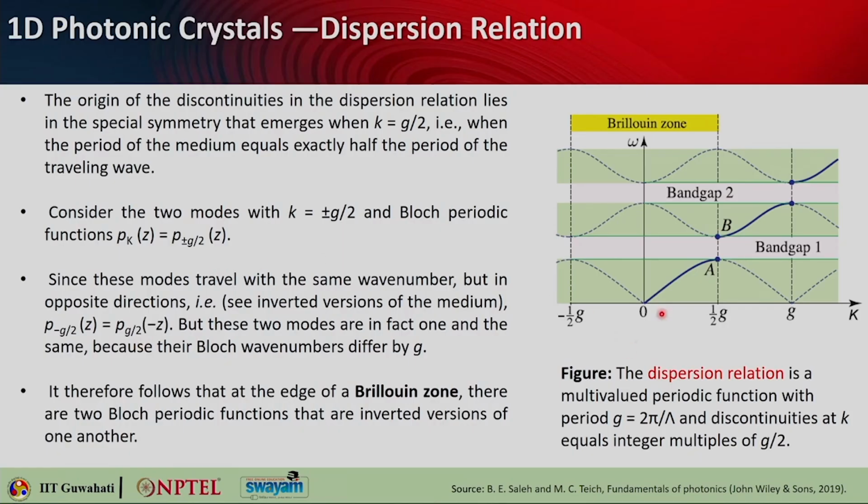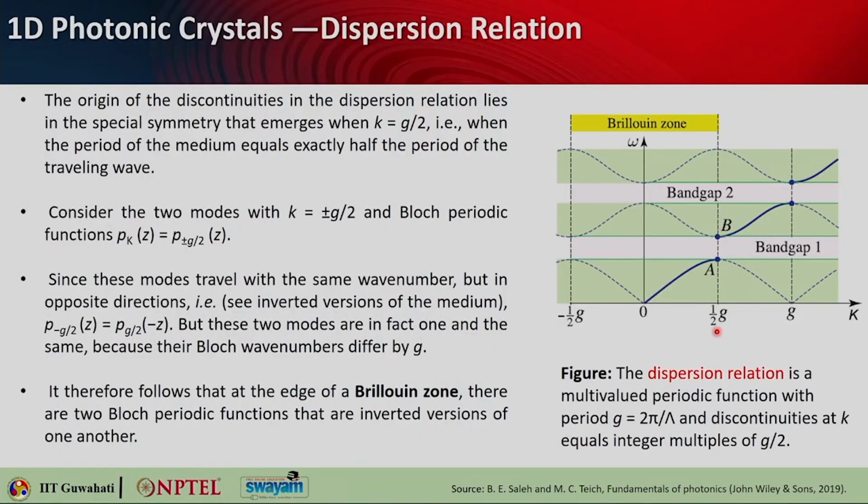So, it means there are two different modes possible having the same wave number. In that case, it is only possible if they have two different frequencies, and that is why there is a discrete jump in the frequency. It therefore follows that at the edge of the Brillouin zone, there are two Bloch periodic functions that are inverted versions of each other.